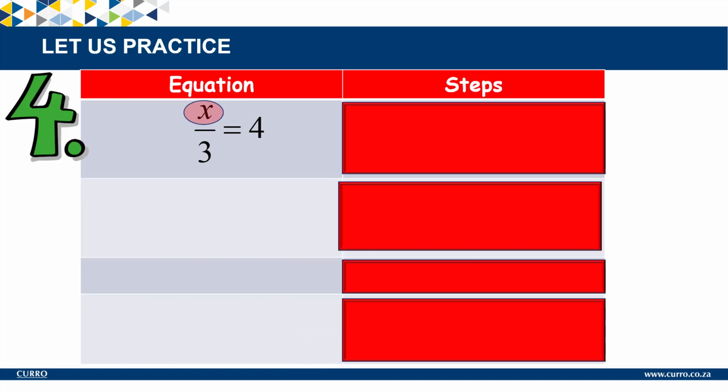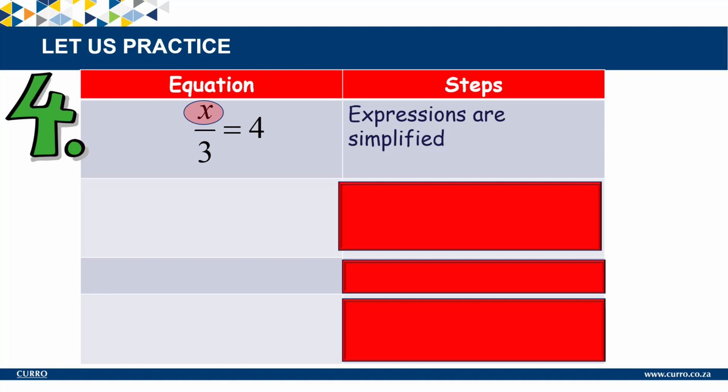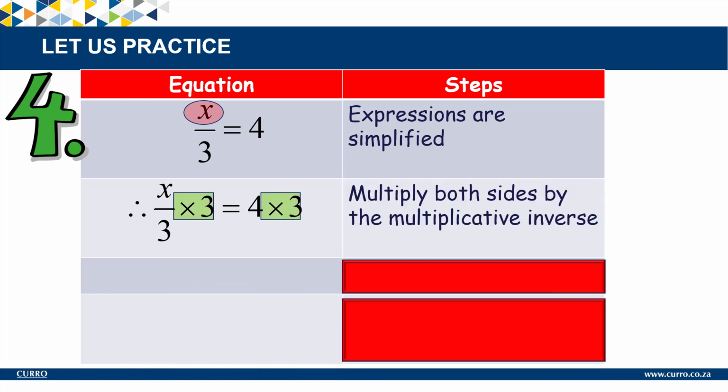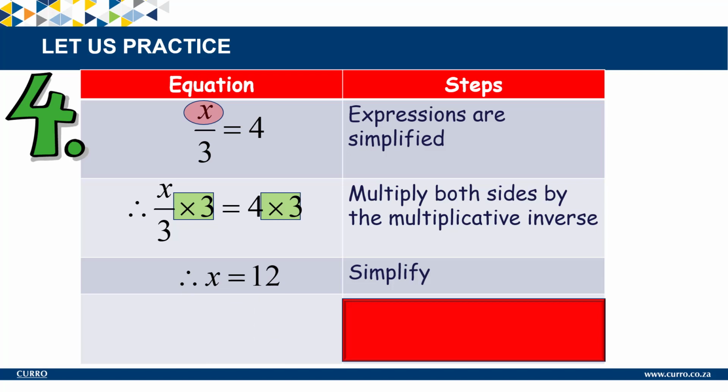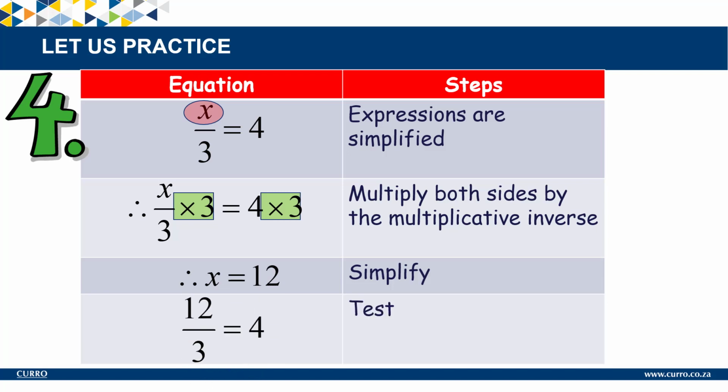Again, we've got one term on the left side. So we cannot use additive inverses, we have to use multiplicative inverses. So what is the multiplicative inverse of a third? It would be 3. So we're going to multiply by 3 on both sides. If we do that, then we can isolate the x, and x will be 12. Let's test. Is 12 divided by 3 equal to 4? Yes, so we solved the equation, we found the value of x.